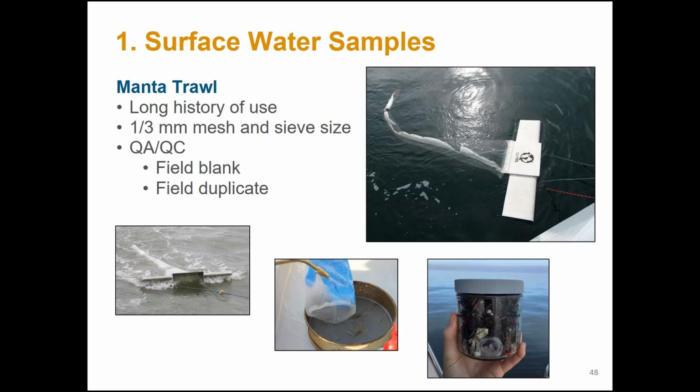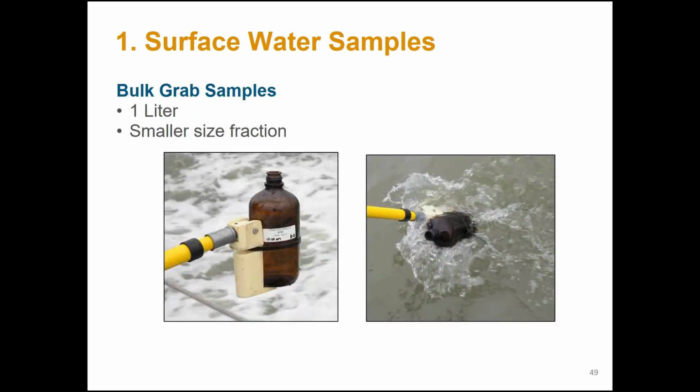For our QA/QC samples, for our field blank, we made sure to rinse the whole net into the sieve and into the sample jar to represent the whole process of rinsing in the field blank sample. For the field duplicate, it wasn't feasible to pull 2 manta trawls alongside the boat at the same time, and so the duplicate was collected about 45 minutes after the first sample was collected along the same location. We also collected bulk grab samples, and for this we collected 1 liter sample to capture the smaller size fraction that wasn't captured in the manta trawl sample.